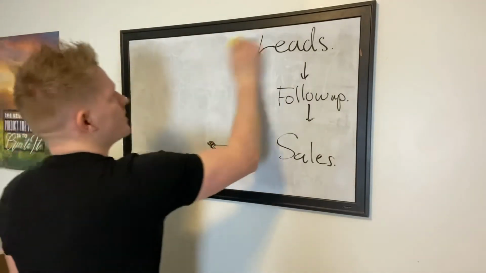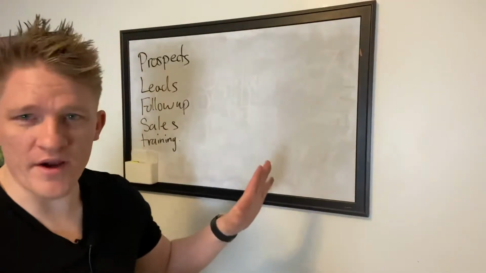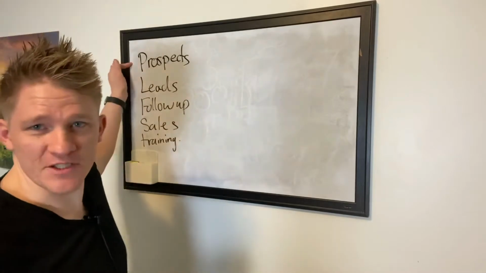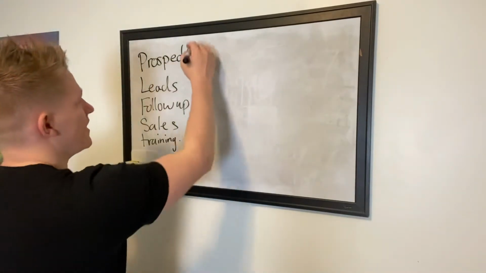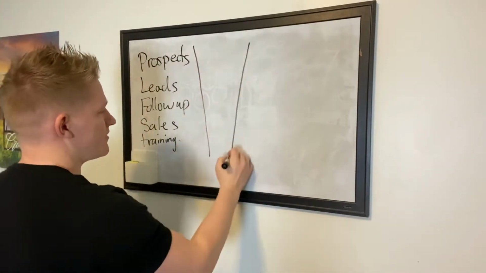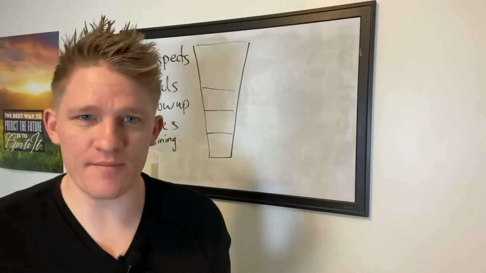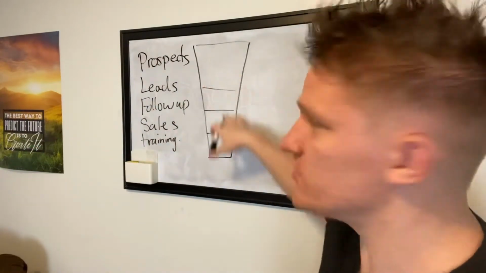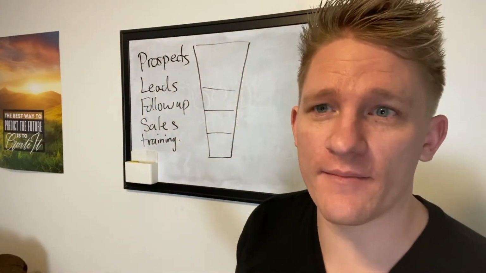So let's go ahead and clear this all off. All right, I moved the words around here. Prospects are at the top, then leads, follow up, because this is the funnel that we're going to be moving people down. So how do you automate this process? How do you make a funnel that will do this for you? That's the whole goal of automating.